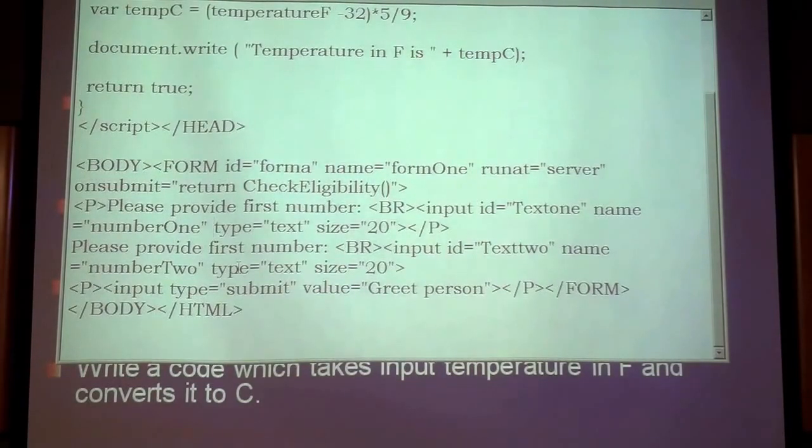This is the code. The submit button will be the same, but I have to change its caption. It should be, say, add numbers, or show the sum, whatever you prefer. And then I have to change this one.